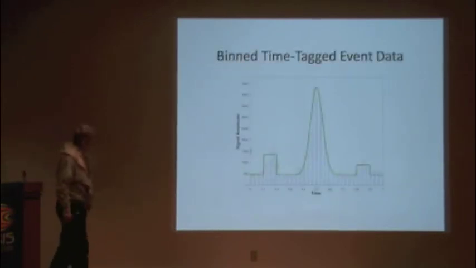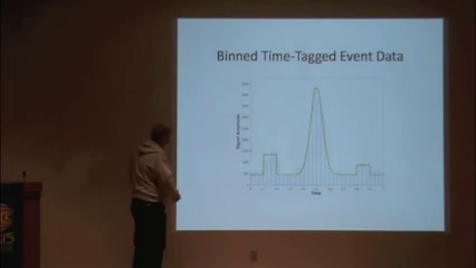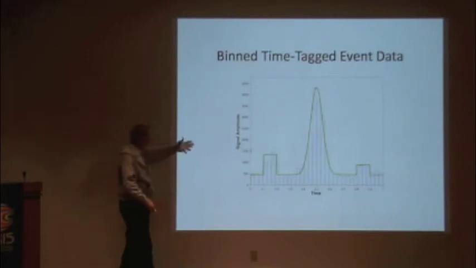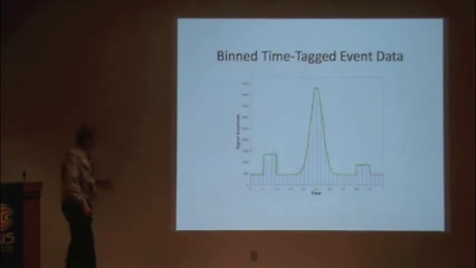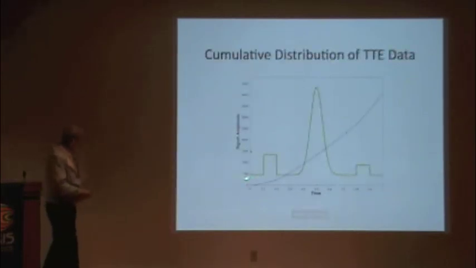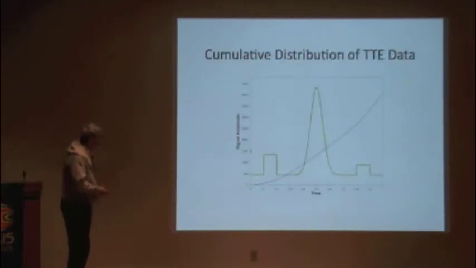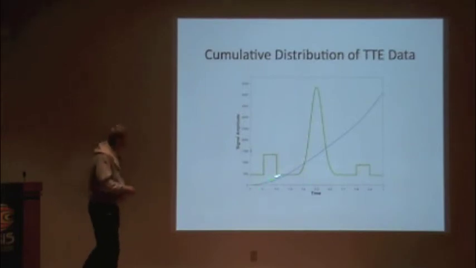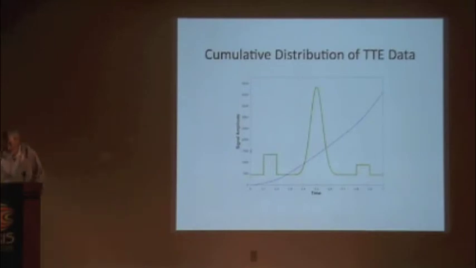You can bin the data, but then the shape and the structure depend on the choice of the bin size, and you want to avoid that. Another thing you can do is show the cumulative distribution function for the data, which doesn't do any binning, but it's a little harder to interpret. So anyway, there's a little bit of a problem just visualizing this data.